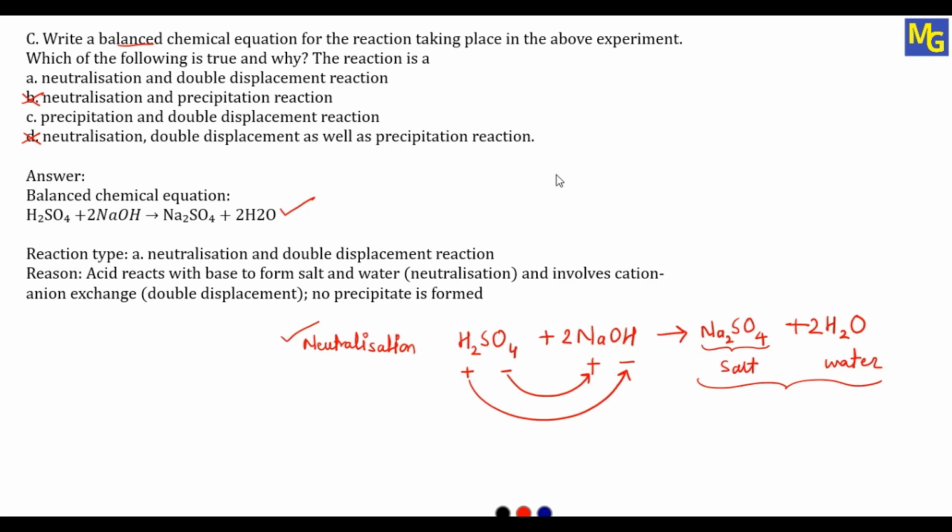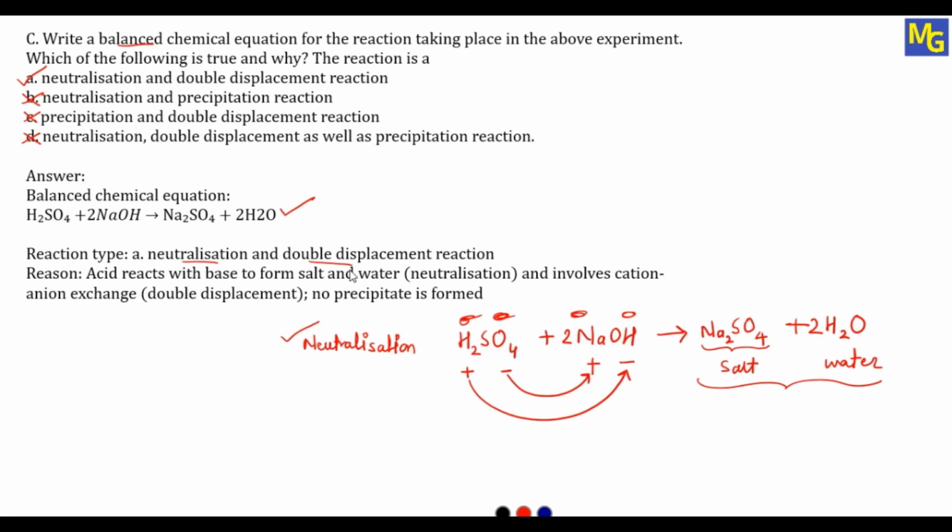Then we have to check A and C. C again has precipitation, so this will be wrong. So what is the correct option? A. In A they have told neutralization and double displacement. What is double displacement? Displacement means changing the place. Double means all the ions will change places: positive of this, negative of this, positive of this, negative of this. All the places will change. That is called double. So here the reaction is neutralization and double displacement.